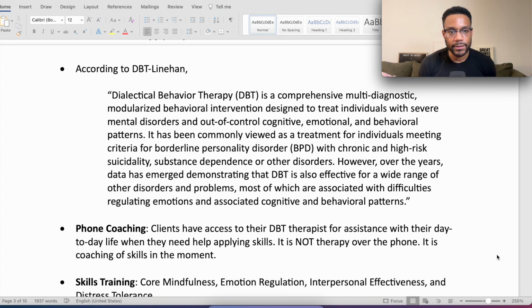However, over the years, data has emerged demonstrating that DBT is also effective for a wide range of other disorders and problems, most of which are associated with difficulties regulating emotions and associated cognitive and behavioral patterns.